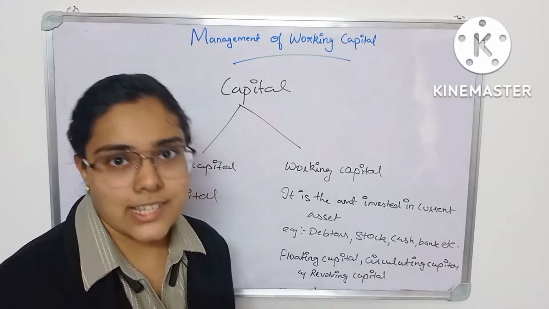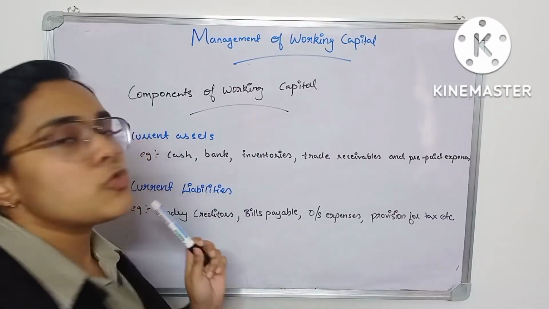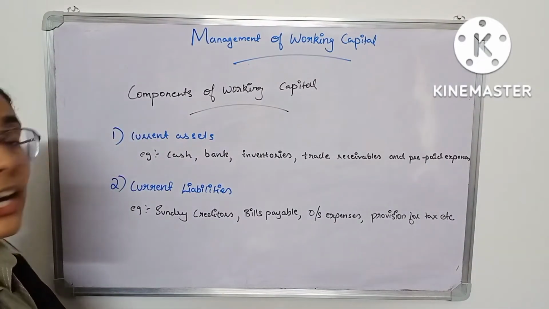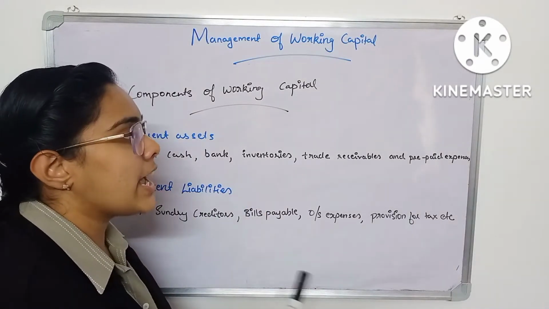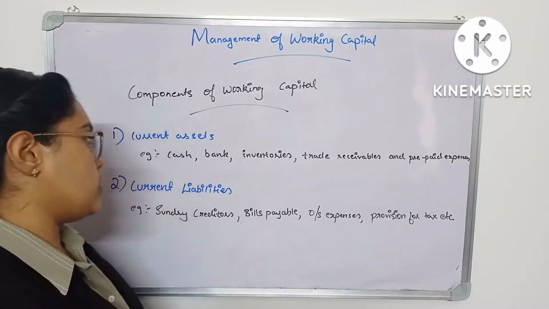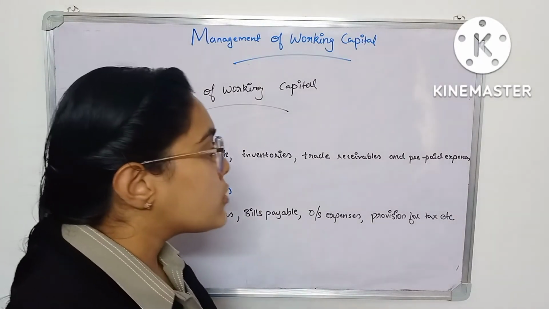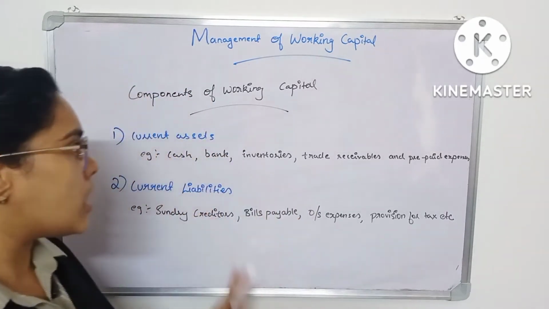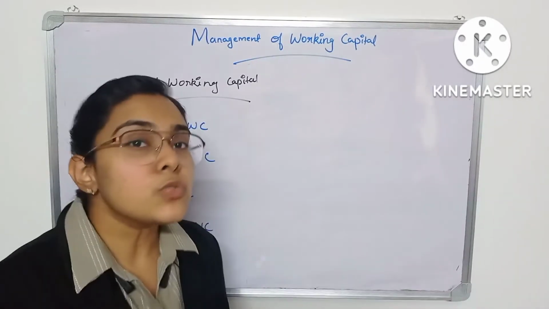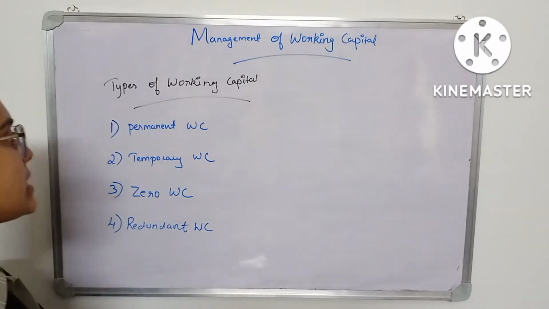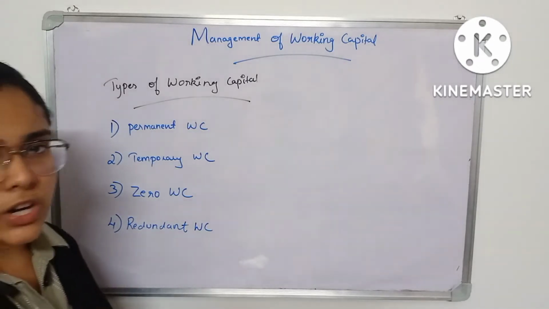So let us move on to the next section, that is components of working capital. Working capital consists of two components. They are current assets and current liabilities. Current assets include cash, bank, inventories, trade receivables, prepaid expenses, and other short-term advances also. Then coming to current liabilities, we have sundry creditors, bills payable, outstanding expenses, provision for taxation, etc. So these are the two components of working capital. Now let us discuss the different types of working capital. We have permanent working capital, temporary working capital, zero working capital, and redundant working capital. Now let us discuss each one of them in detail.